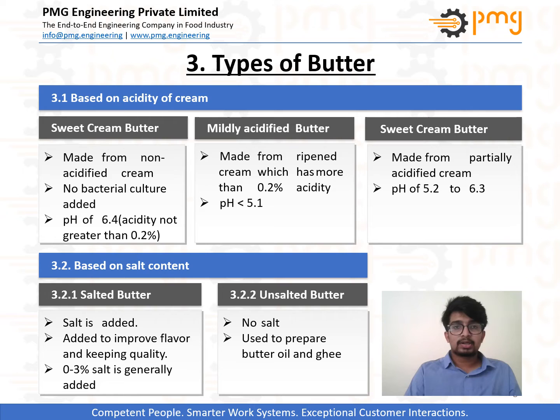Based on salt content, it is classified as salted butter and unsalted butter. Salt is primarily used as a preservative. It also imparts a good flavor for the salted butter. Salted butter is generally consumed directly.